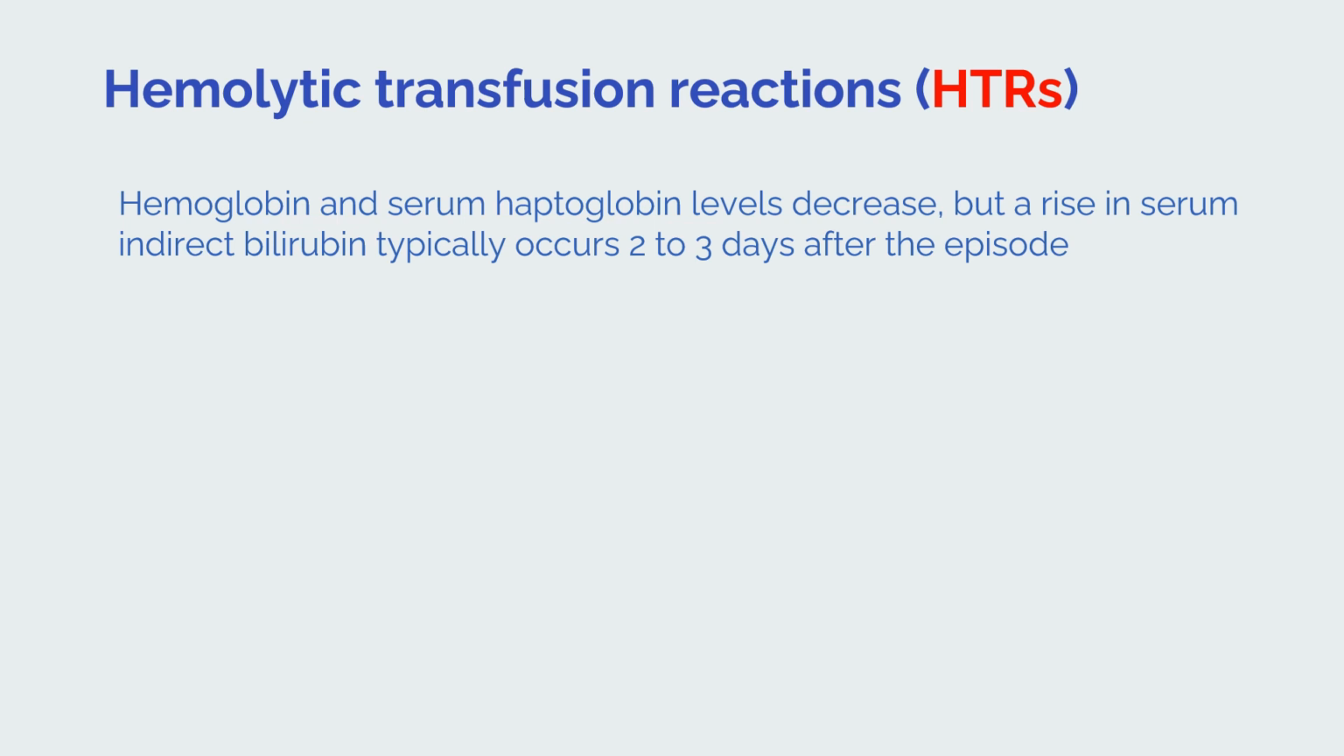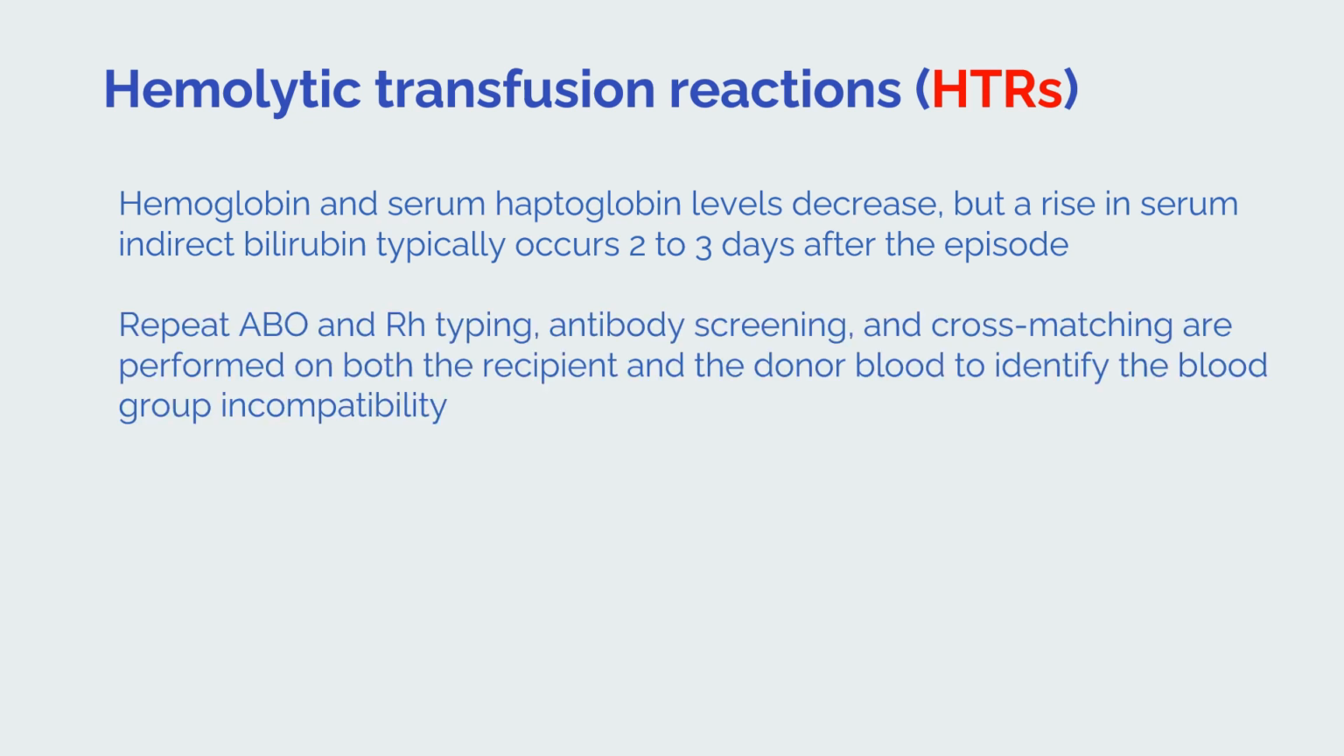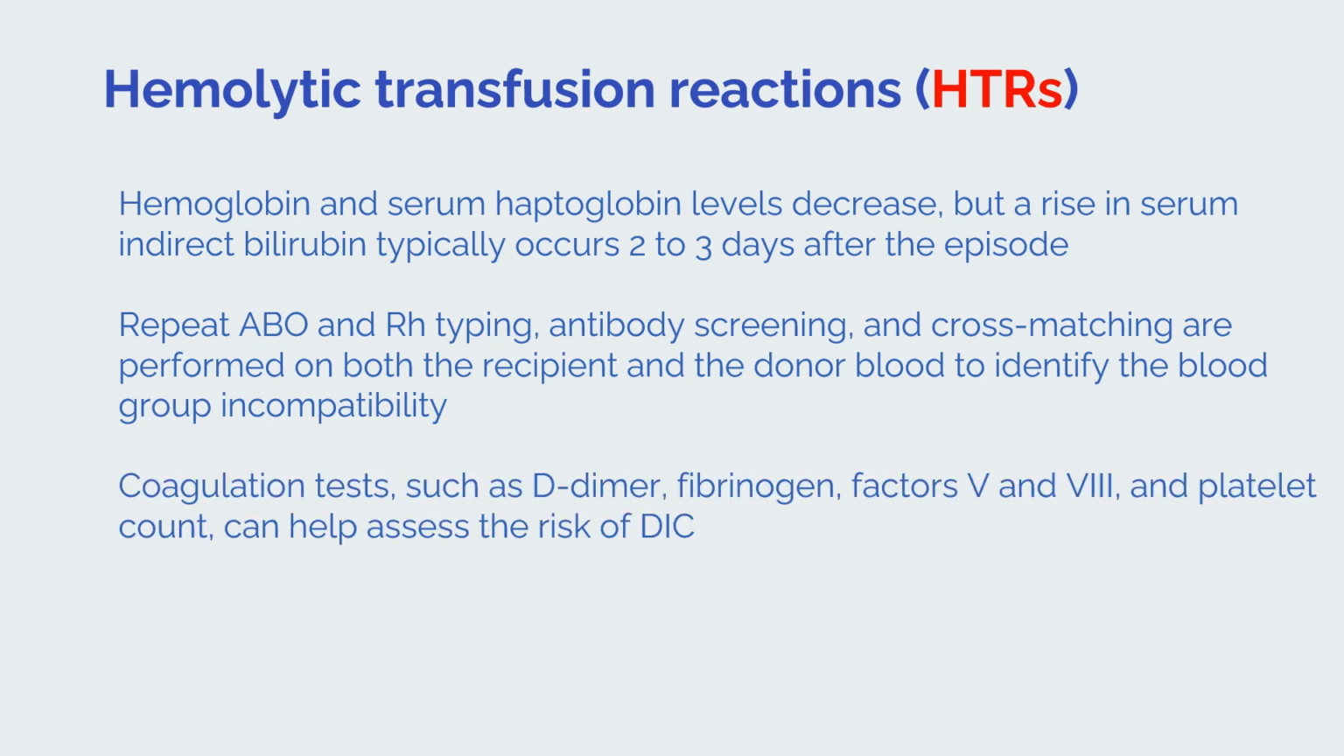Hemoglobin and serum haptoglobin levels decrease, but a rise in serum indirect bilirubin typically occurs 2 to 3 days after the episode. Repeat ABO and Rh typing, antibody screening, and cross-matching are performed on both the recipient and the donor blood to identify the blood group incompatibility. Coagulation tests, such as D-dimer, fibrinogen, factors 5 and 8, and platelet count, can help assess the risk of DIC.